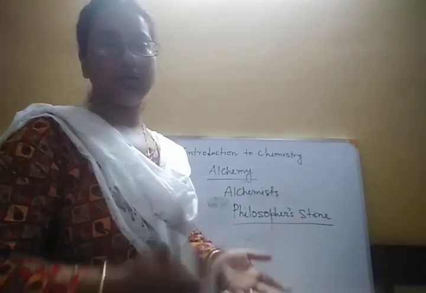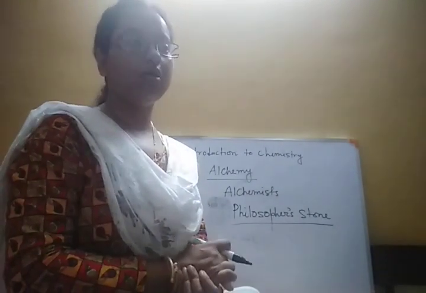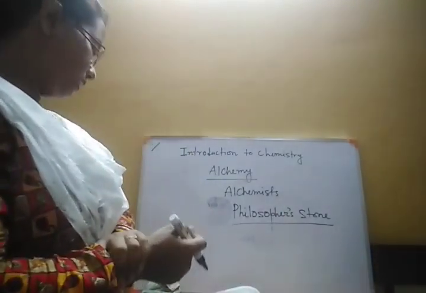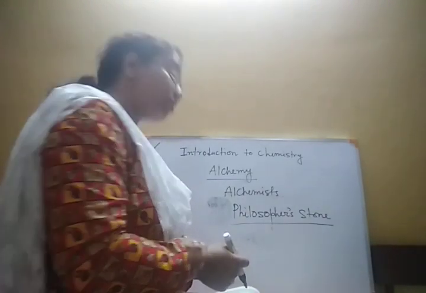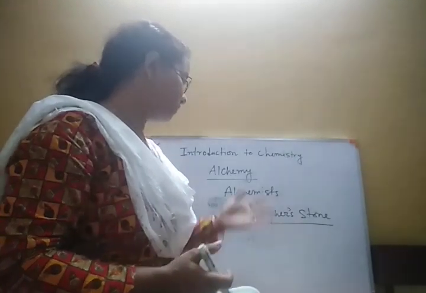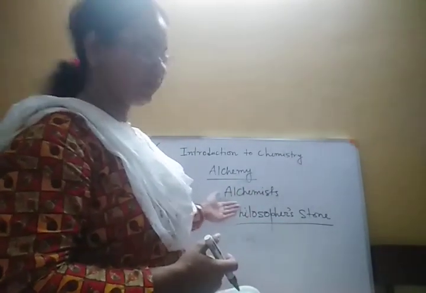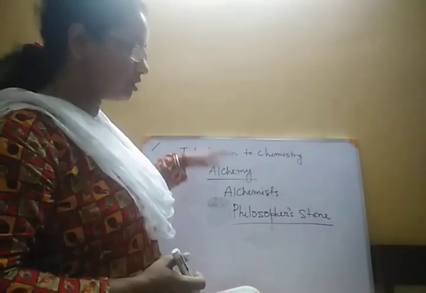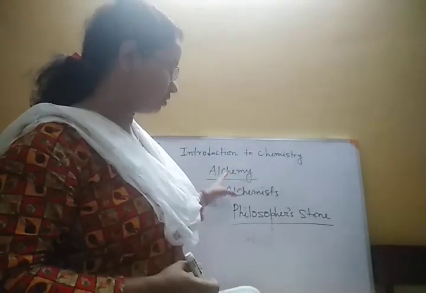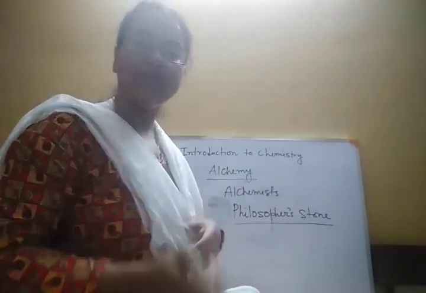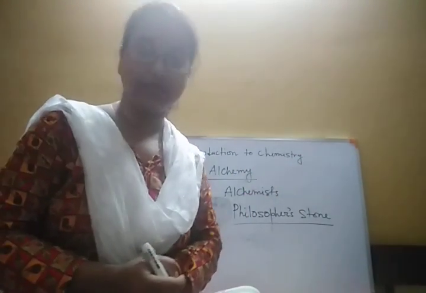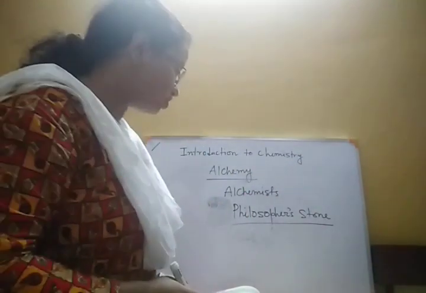Okay, so they thought there may be a very mysterious stone which will convert copper or iron, these cheap metals, into gold, to get the elixir of life, so they could get immortality. Actually this doesn't exist, but in the search for this, they developed another part of chemistry, that is the extraction of metals.